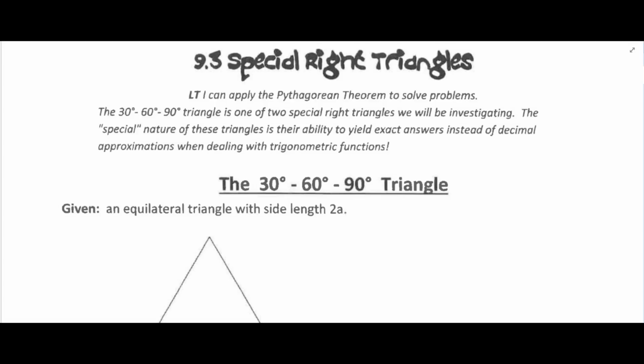We are continuing with Chapter 9, the Pythagorean Theorem. This section 9.3, we're going to start talking about special right triangles. So our learning target here is I can apply the Pythagorean Theorem to solve problems.